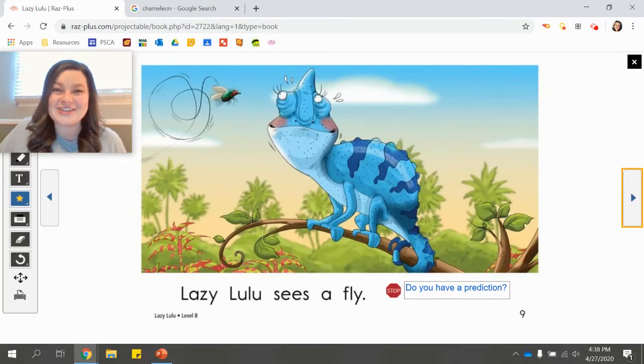All right, my turn to read. Lazy Lulu sees a, what do you think that word is? Fly. You're right. You matched the picture, didn't you? And you saw that beginning sound and matched it to the picture. Nice job. Lazy Lulu sees a fly. Now your turn to touch the stars and read it back to me. Go.